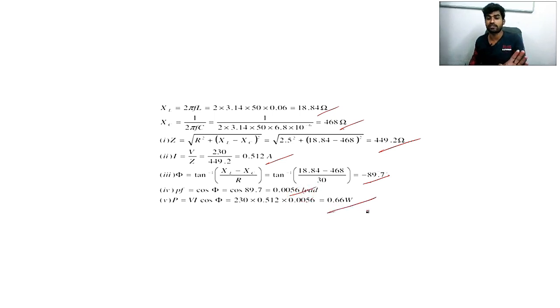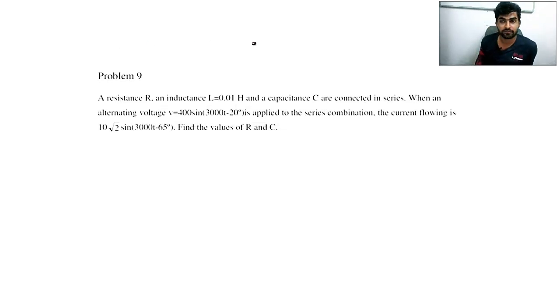So 0.66 patch is correct. Next problem: a resistance R, inductance L of 0.01 Henry, and capacitance C are connected in series. So this is an RLC series circuit. The L value is given as 0.01 Henry.